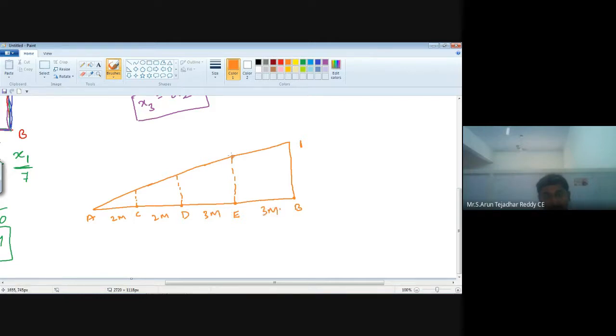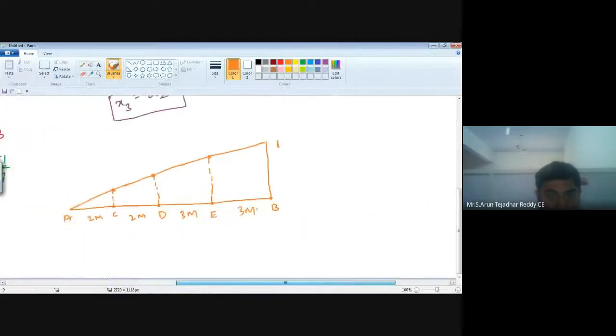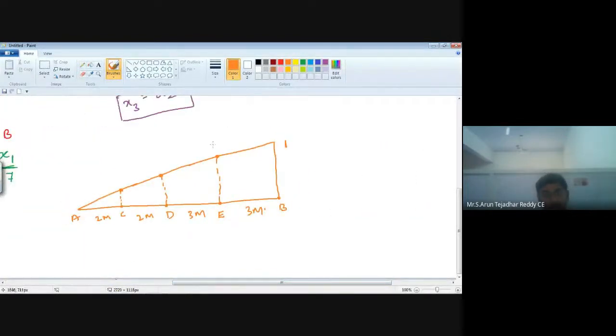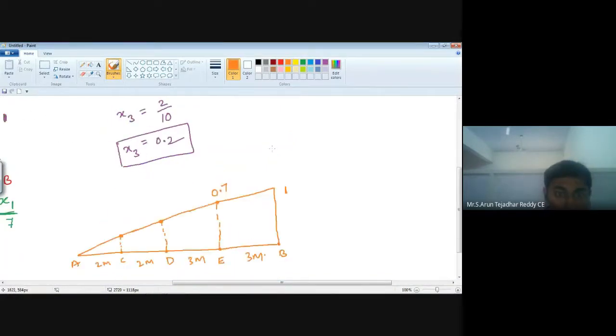Now, here we have x1, x2, x3. What is the value of x1? 0.7. What is the value of x2? 0.4. What is the value of x3? 0.2. So these three are the ordinates. Why have we calculated these three ordinates? Because to know the reaction at B.